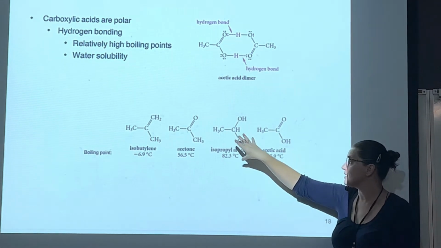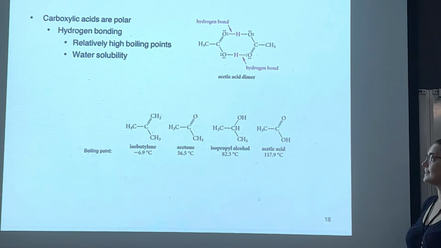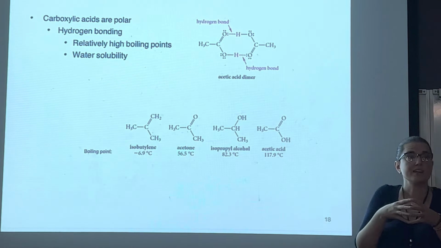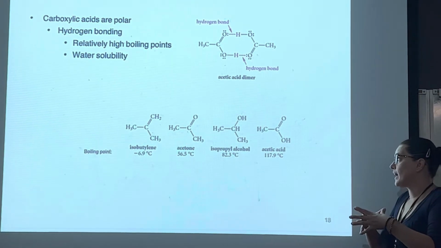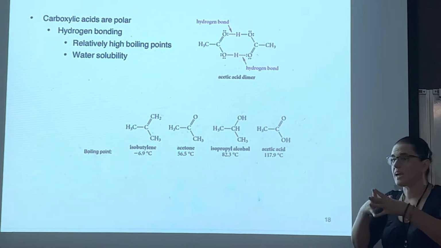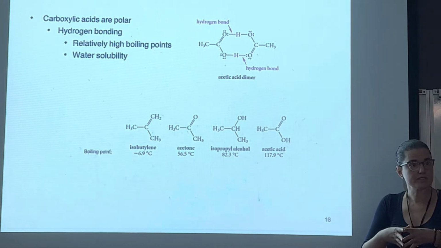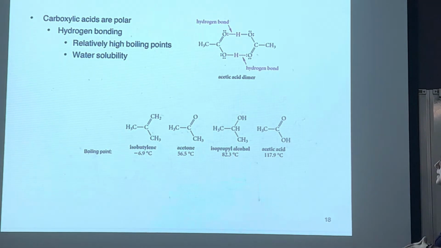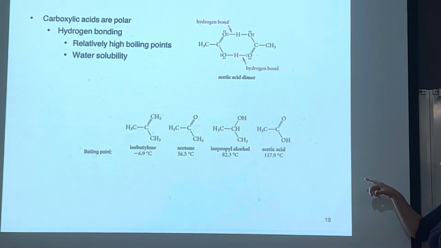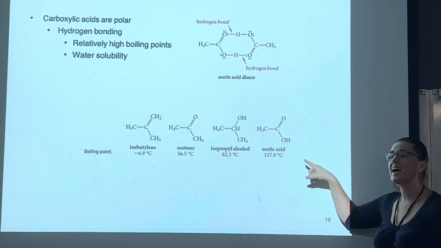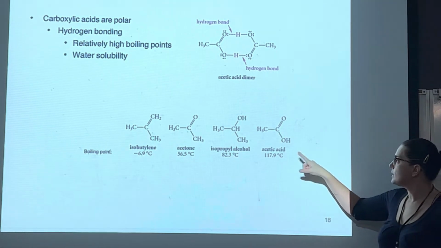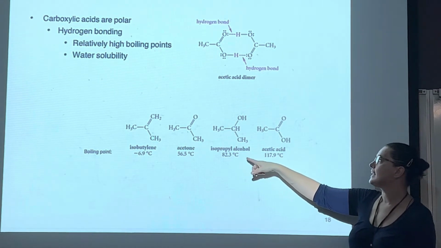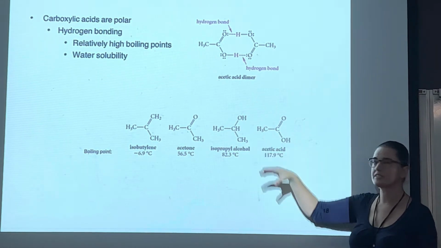So we have hydrogen bonding taking place in this alcohol right there. So those molecules are being held together pretty tightly. So you would expect isopropyl alcohol to be a liquid at room temperature. Does this make sense, folks? Yes, no, maybe so? Okay. Then we move on to acetic acid, and we notice that the boiling point is even higher. So what's going on here that's making the boiling point even higher than that of alcohol, even though the isopropyl alcohol has hydrogen bonding?